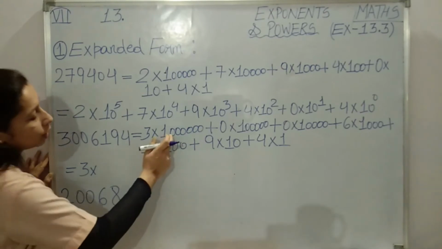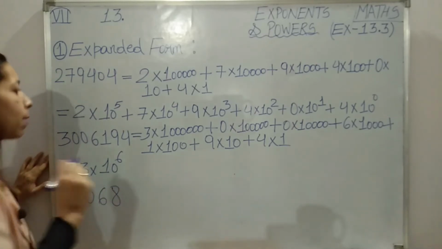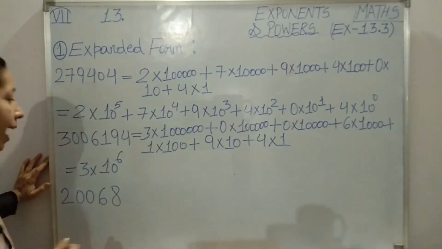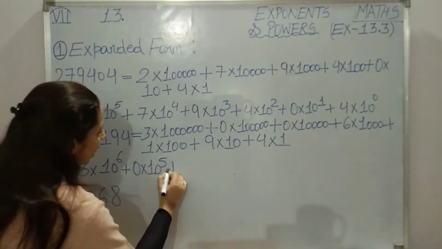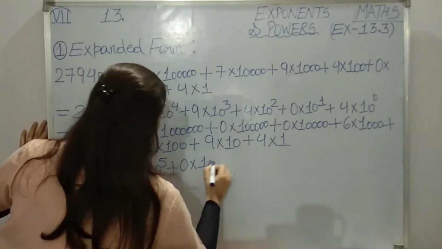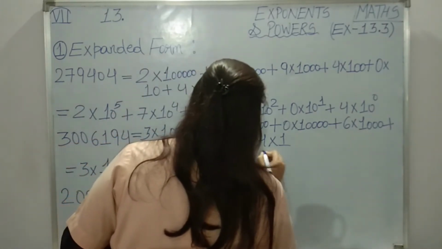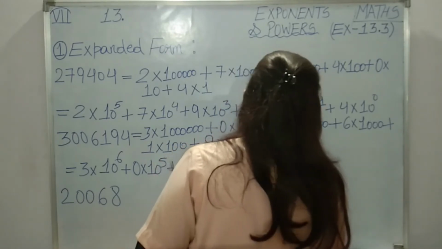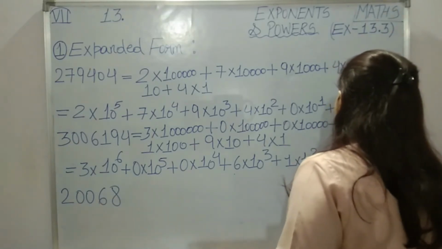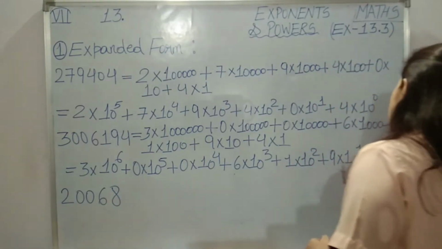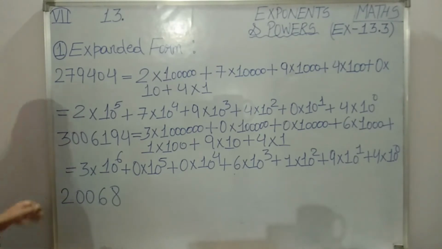3 into, count the number of zeros in this 10 lakh. 1, 2, 3, 4, 5, 6. So students, 10 raised to the power 6. 10 multiplied 6 times will give you 10 lakh. Then 0 into 10 raised to the power 5. Then 0 into 10 raised to the power 4. Then 6 into 10 raised to the power 3. Then 1 into 10 raised to the power 2, then 9 into 10 raised to the power 1. Then the last number 4 into 10 raised to the power 0. Got it, students? Now one more question we'll see.